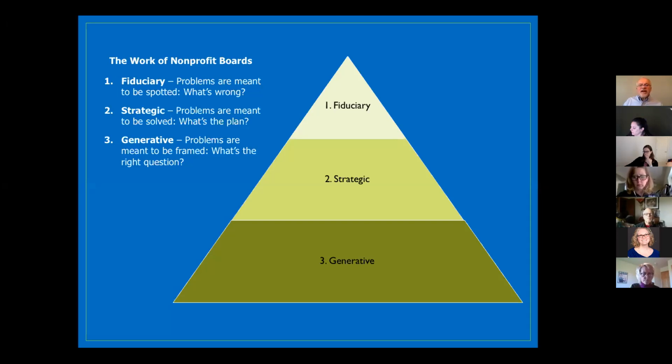But then the third one after fiduciary and strategic is generative. In a problem-solving mode, here problems are meant to be framed. And the question is, what's the right question? What's the right question that we as a board need to be asking? Generative work is not really the same as knowledge, whereas fiduciary is, well, what do I need to know about our budget? What do I need to know about programs?